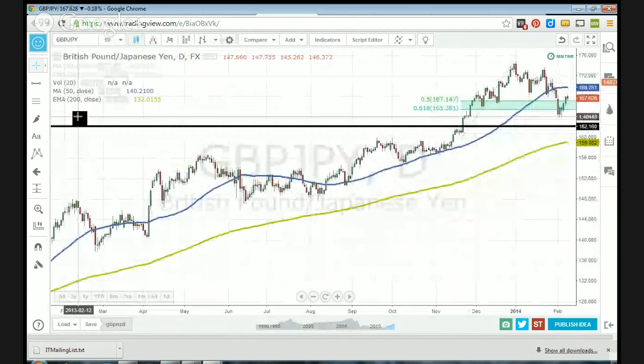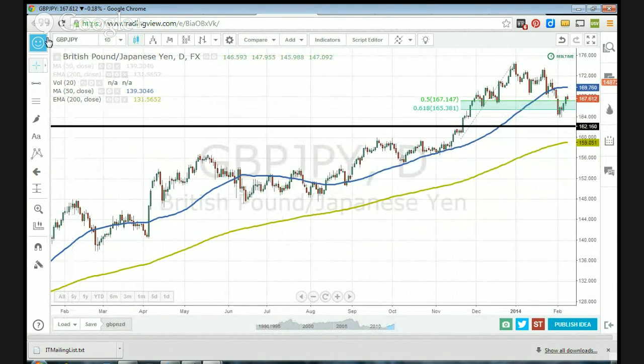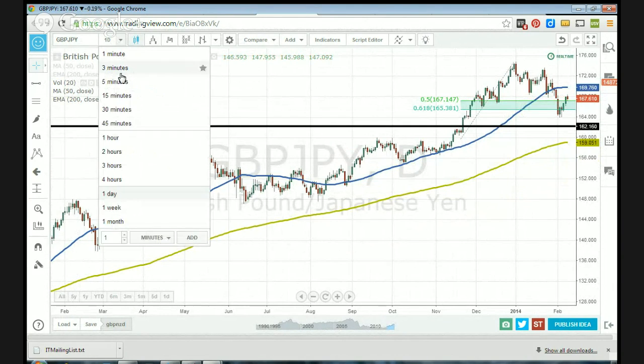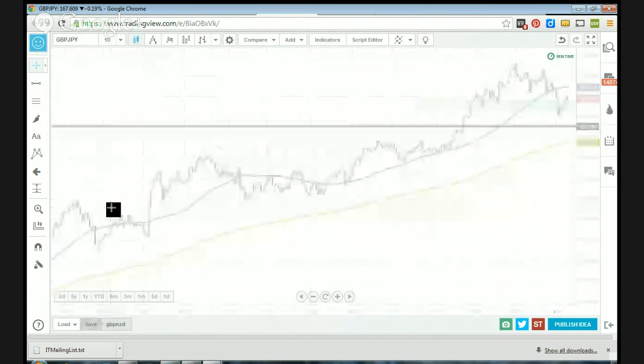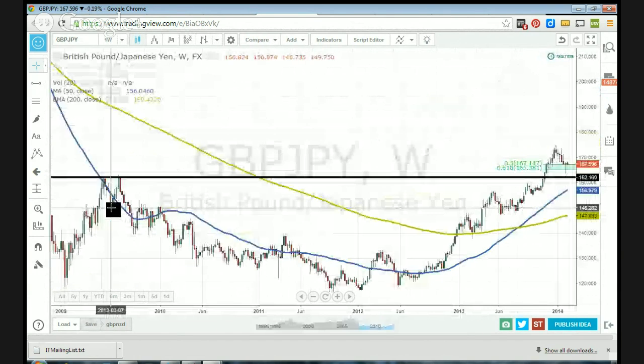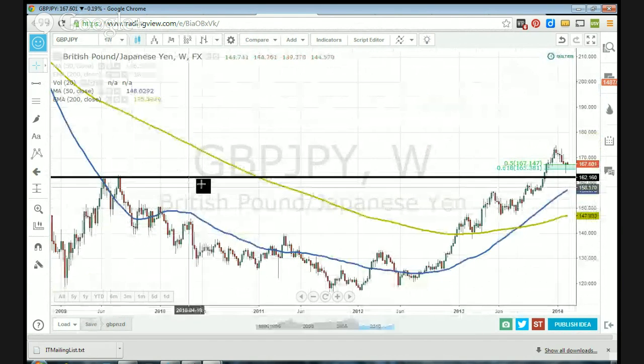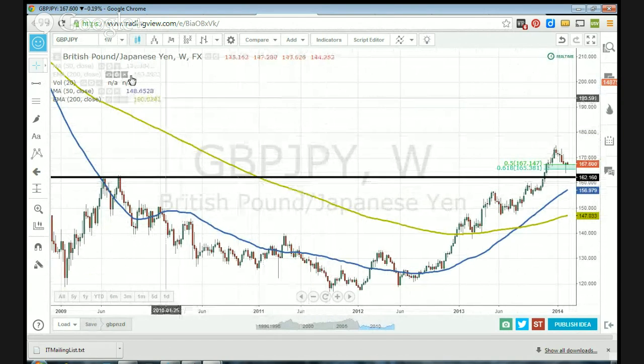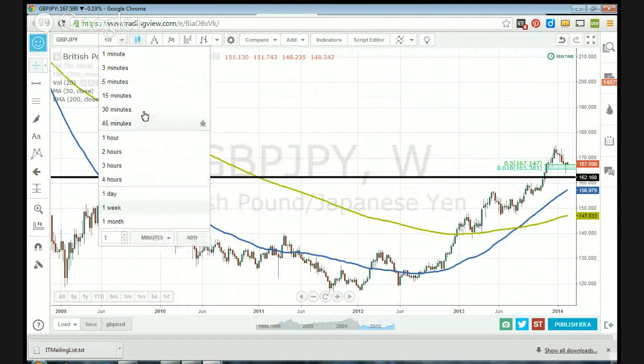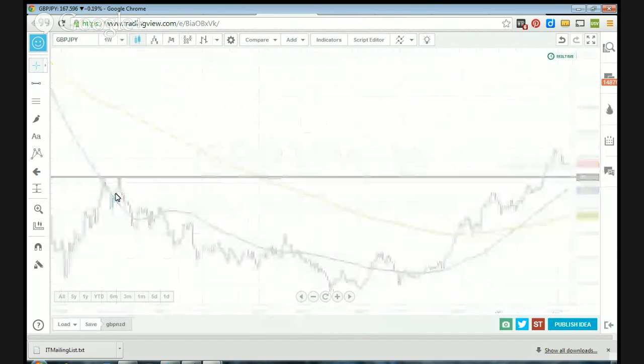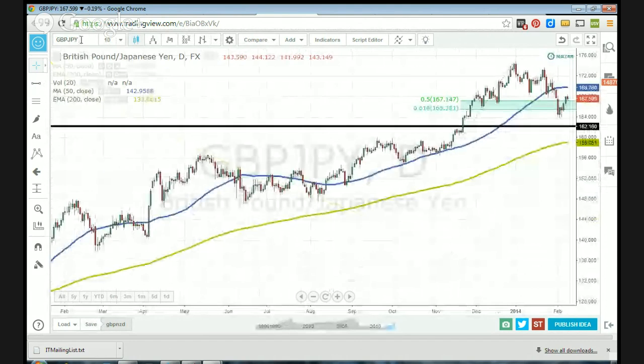Pound yen. Nothing. Still would like more of that pullback. There might be something on the weekly chart like we saw with euro yen. Let's just take a quick look there. Okay, so maybe if it pulls back to this black line, we're still 500 pips away from that 550. So I don't know about that. I like the setups on the euro more than the pound at the moment.